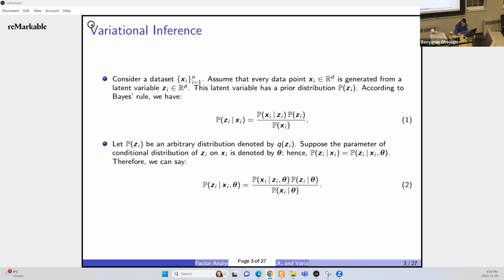Consider a data set x1 to xn. Assume that every data point xi, which is d-dimensional, is generated from a latent variable zi. What does it mean? Do you know what I'm talking about? Everything that happens in this world is observed data. Okay? Xi, everything which happens, right? But it has been caused by something else, zi. And that thing is hidden, latent.